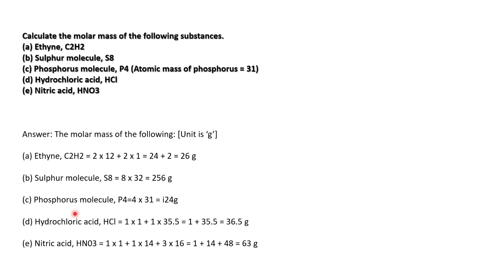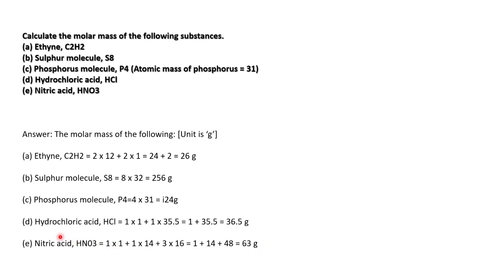Atomic masses for the phosphorus molecule will be given to you in the question paper within brackets, and with the help of that you can solve this. Phosphorus molecule is 31 into 4 times, so 124 grams. Hydrochloric acid: hydrogen 1 time, chlorine 35.5, 1 time, so 36.5 grams.